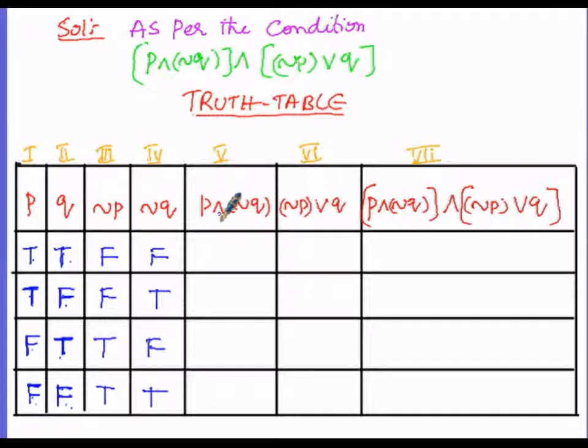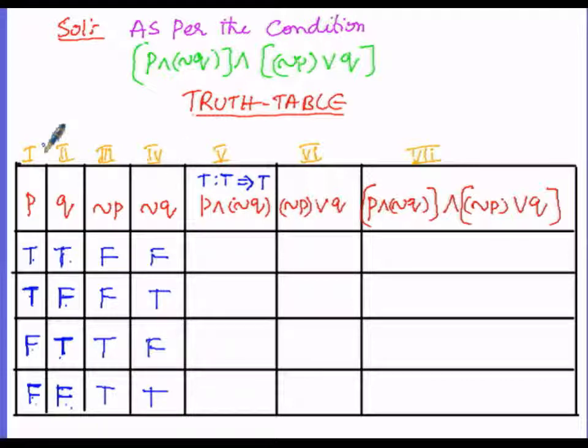Here the connective is 'and', and therefore it comes under conjunction. In the case of conjunction, if the first statement P is true and the second statement, negation Q, is true, then the conjunction will also be true. That means if the first statement P is true and the second statement negation Q is true, then the conjunction is also true, that is TT is T. In order to find this conjunction, P is column number 1 and negation Q is column number 4.